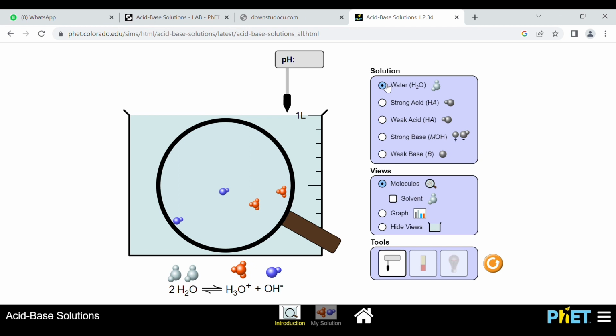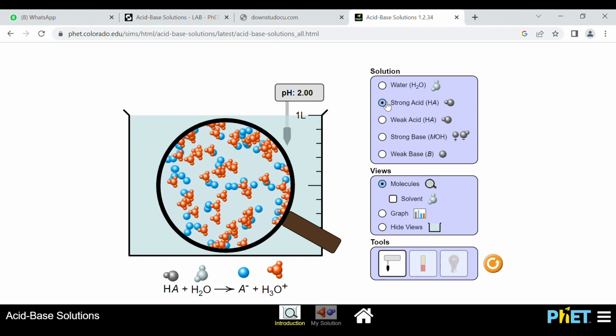Here we have water, H2O, and then strong acid, HA, weak acid, strong base, and weak base. Then we have three types of views, which are molecules, graph, and height views. And then we have tools: a pH meter, litmus paper, and an electric conductivity meter.